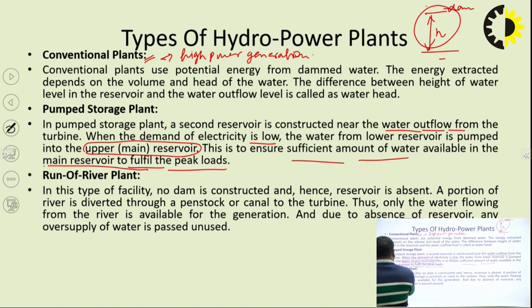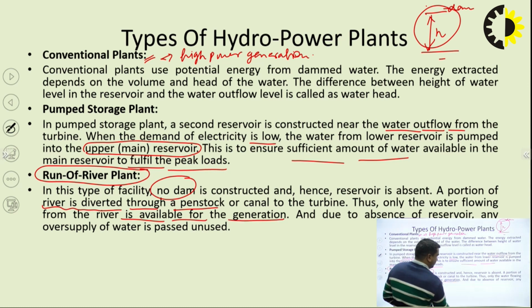Now the third one is the runoff river plant. In this type of facility, there is no dam. No dam is constructed, hence the reservoir is absent. A portion of the river is diverted through a penstock or canal to the turbine. Thus, only the water flowing from the river is available for generation. Means there is no storage of water.